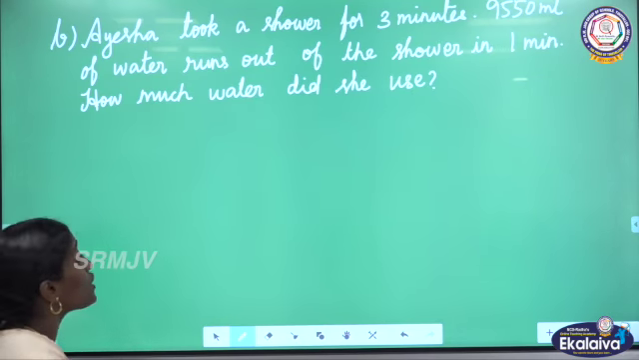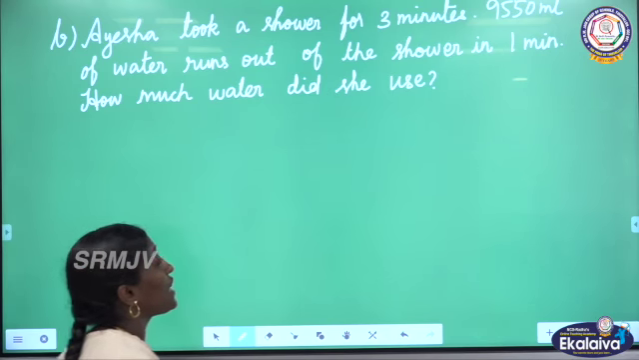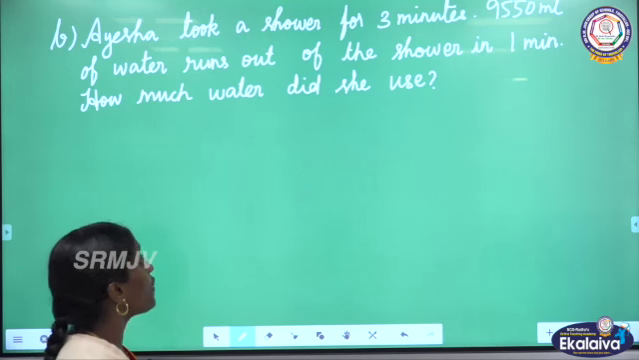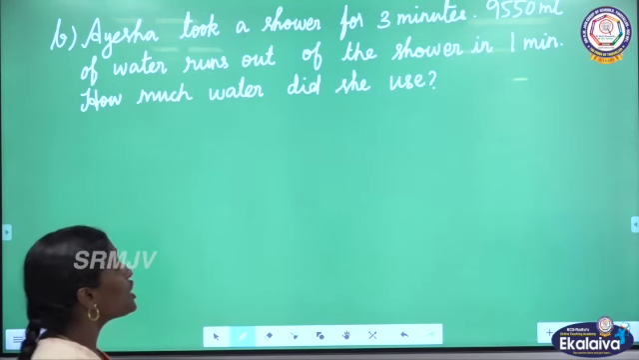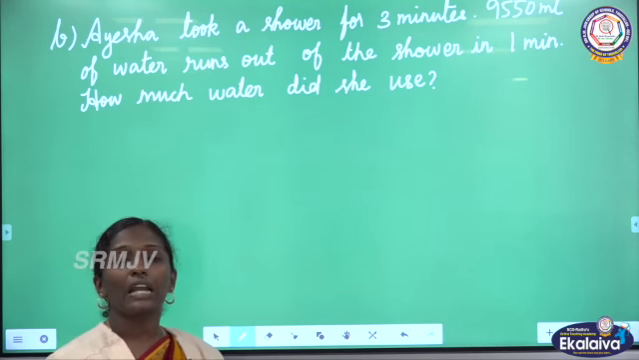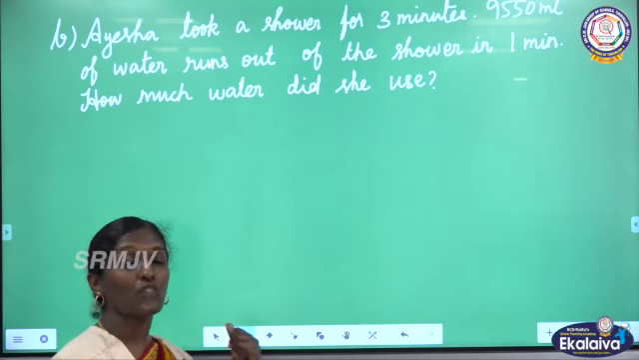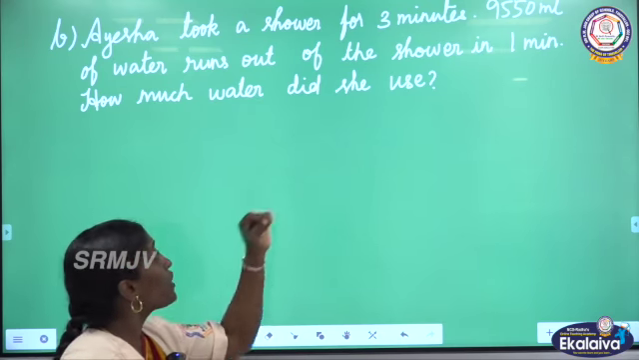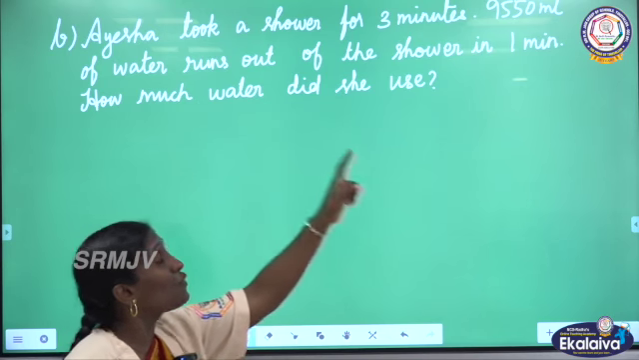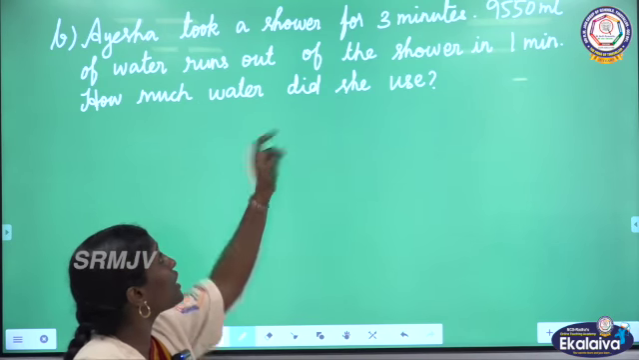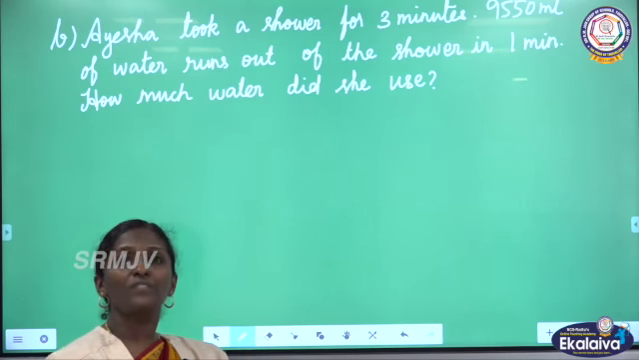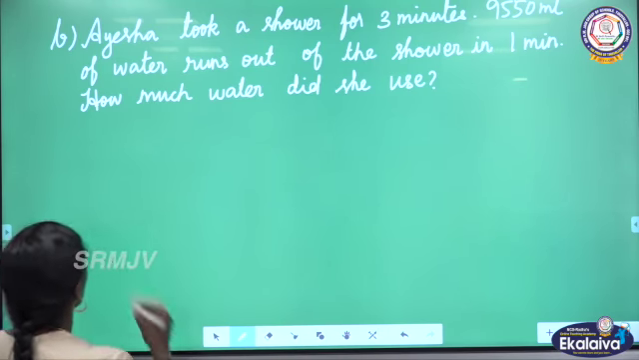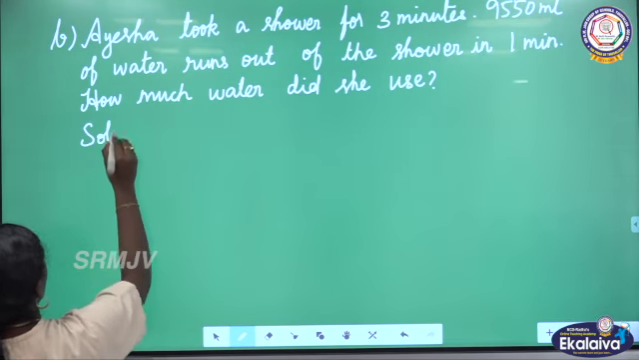Aisha took a shower for 3 minutes. 9,550 milliliter of water runs out of the shower in 1 minute. How much water did she use? In 1 minute, 9,550 milliliter of water runs out. She took the shower for 3 minutes. So capacity of water runs out in 1 minute is given. We are going to find out for 3 minutes. Again from 1 to 3. So we have to use multiplication. Okay. Let us start the solution.